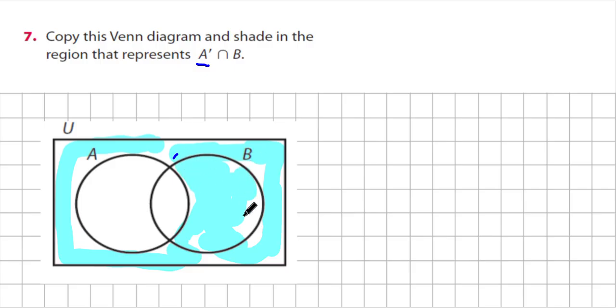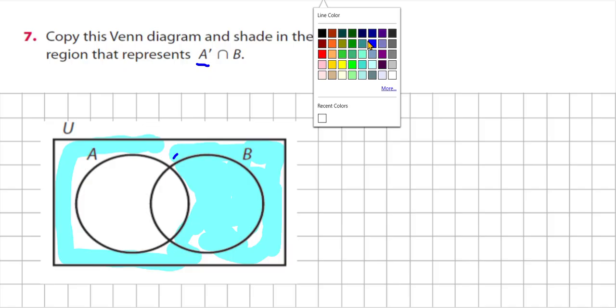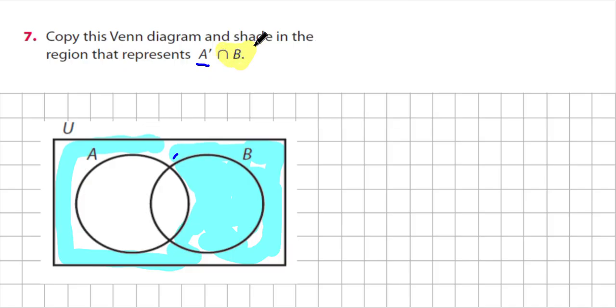Now, that's everything in A dash, but there's a catch. The catch is it also has to be in common with B. So what part of the blue region is also in B? See this region here? That's your answer. The rest of it should not be shaded in. And you're done.